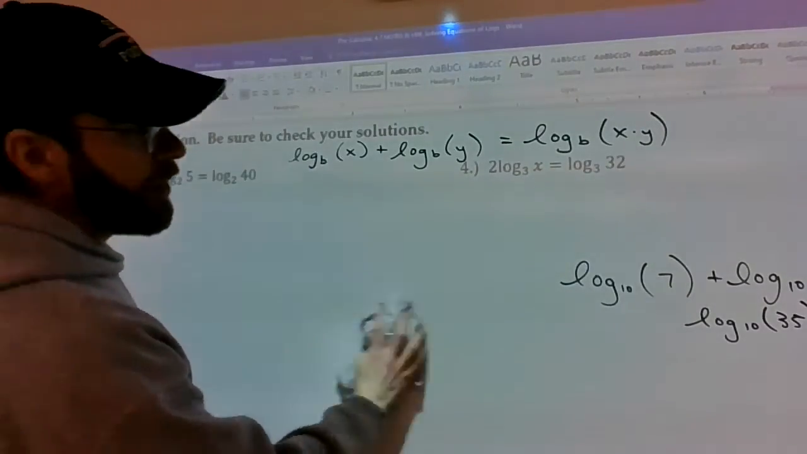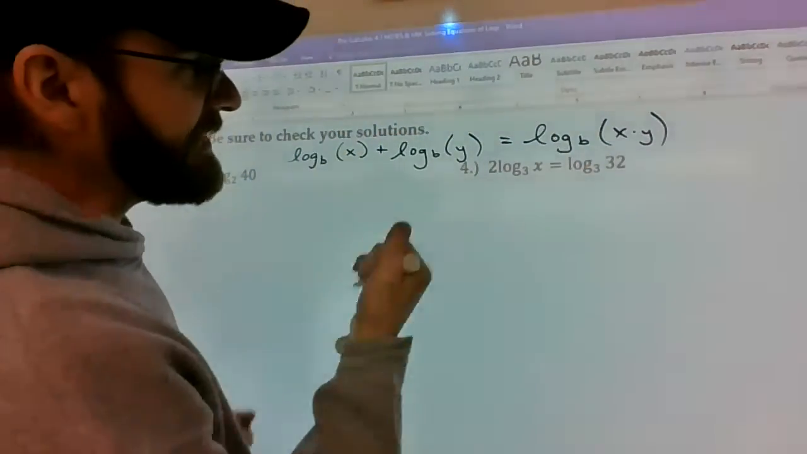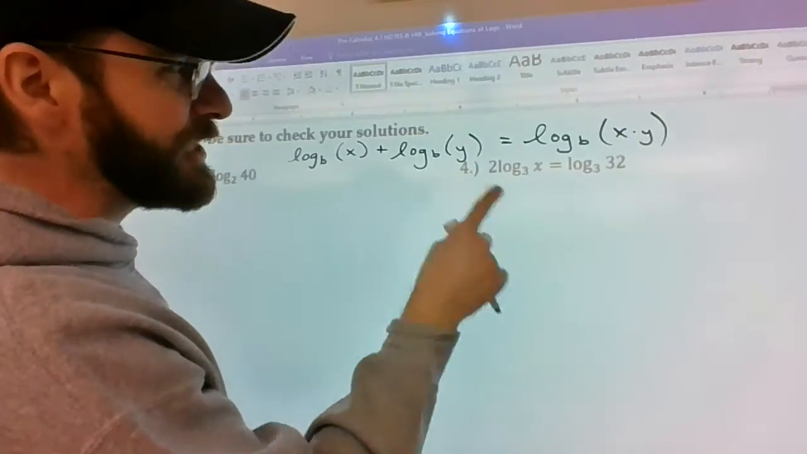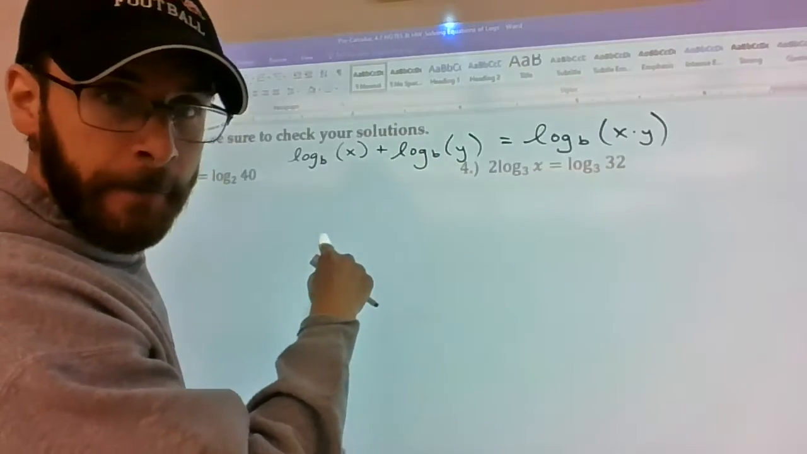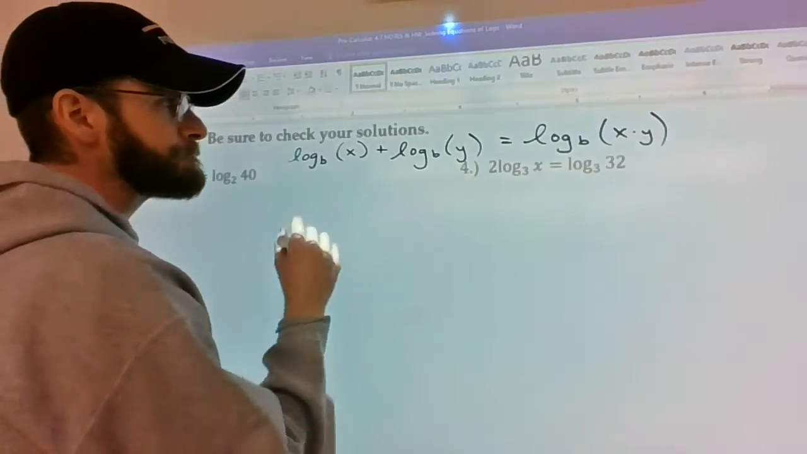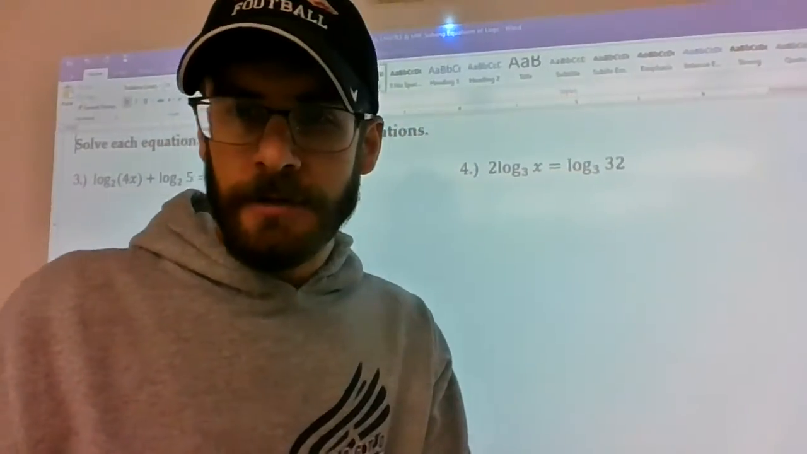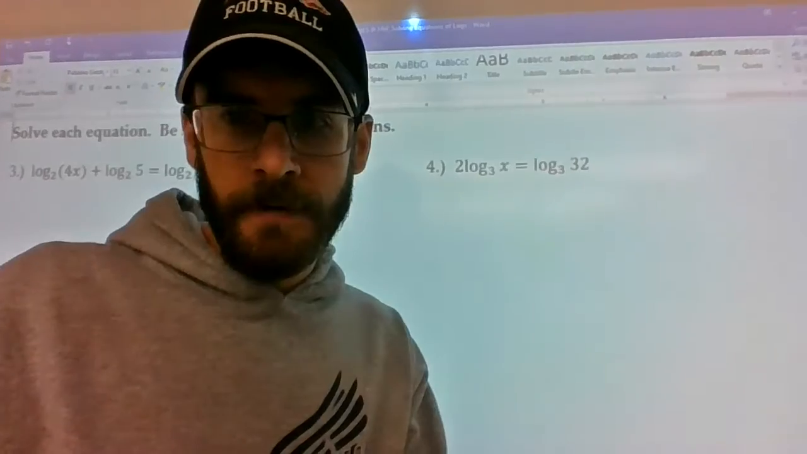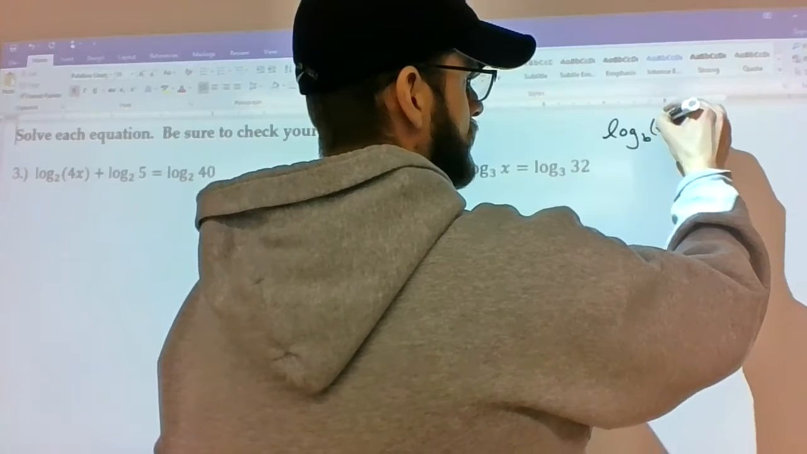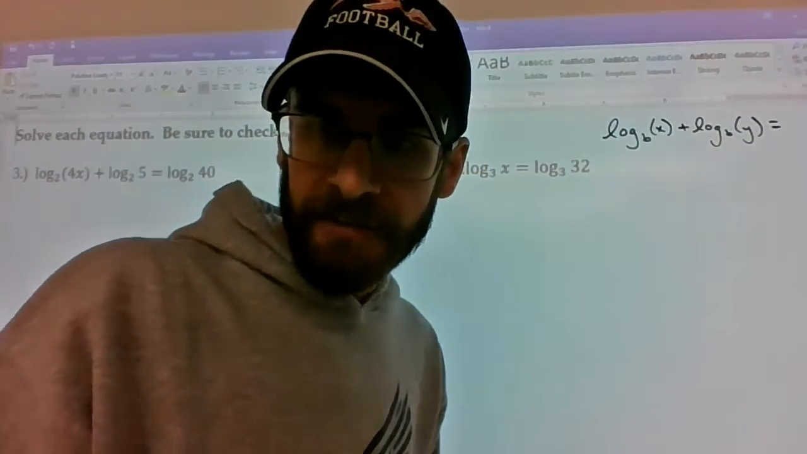Number 4 applies a log property that we used up top. If I've got a coefficient in front of a log, I can rewrite the log where that coefficient becomes an exponent. Let's get a list going over here. So we've got log base b of x plus log base b of y equals log base b of xy.